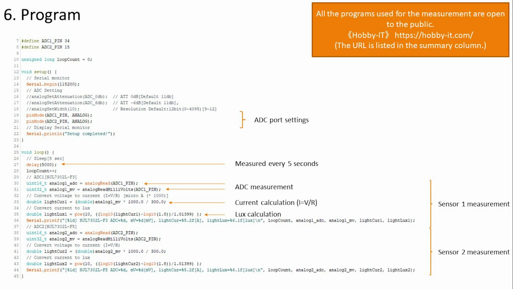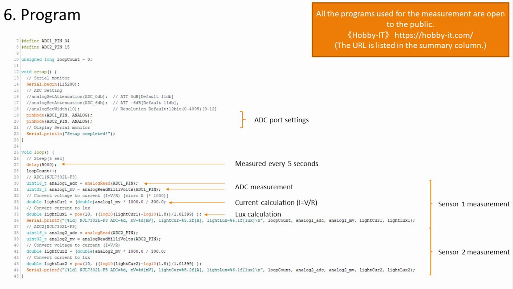Move on. Now the program. Measure 2 sensors with this program. First, set the ADC port in the setup function. Voltage is measured every 5 seconds in the loop function. First, I'm measuring voltage with an ADC. I am getting 2 values.